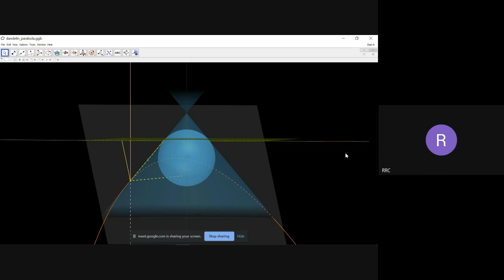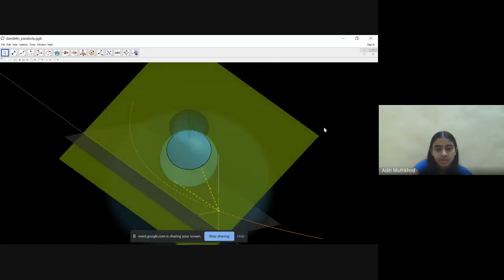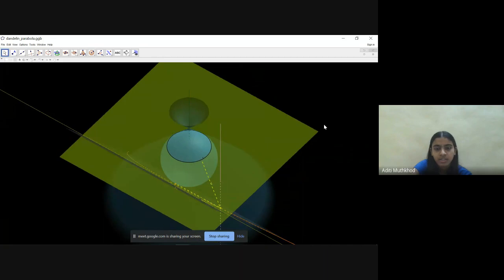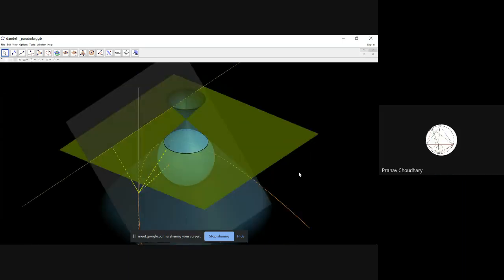So it's not even necessary that the vertical is in the same plane as the two yellow lines, right? It's not in the same plane. It doesn't have to be, right? Yeah, definitely. This plane is not even perpendicular to the axis. So how are the angles equal? I didn't get that.